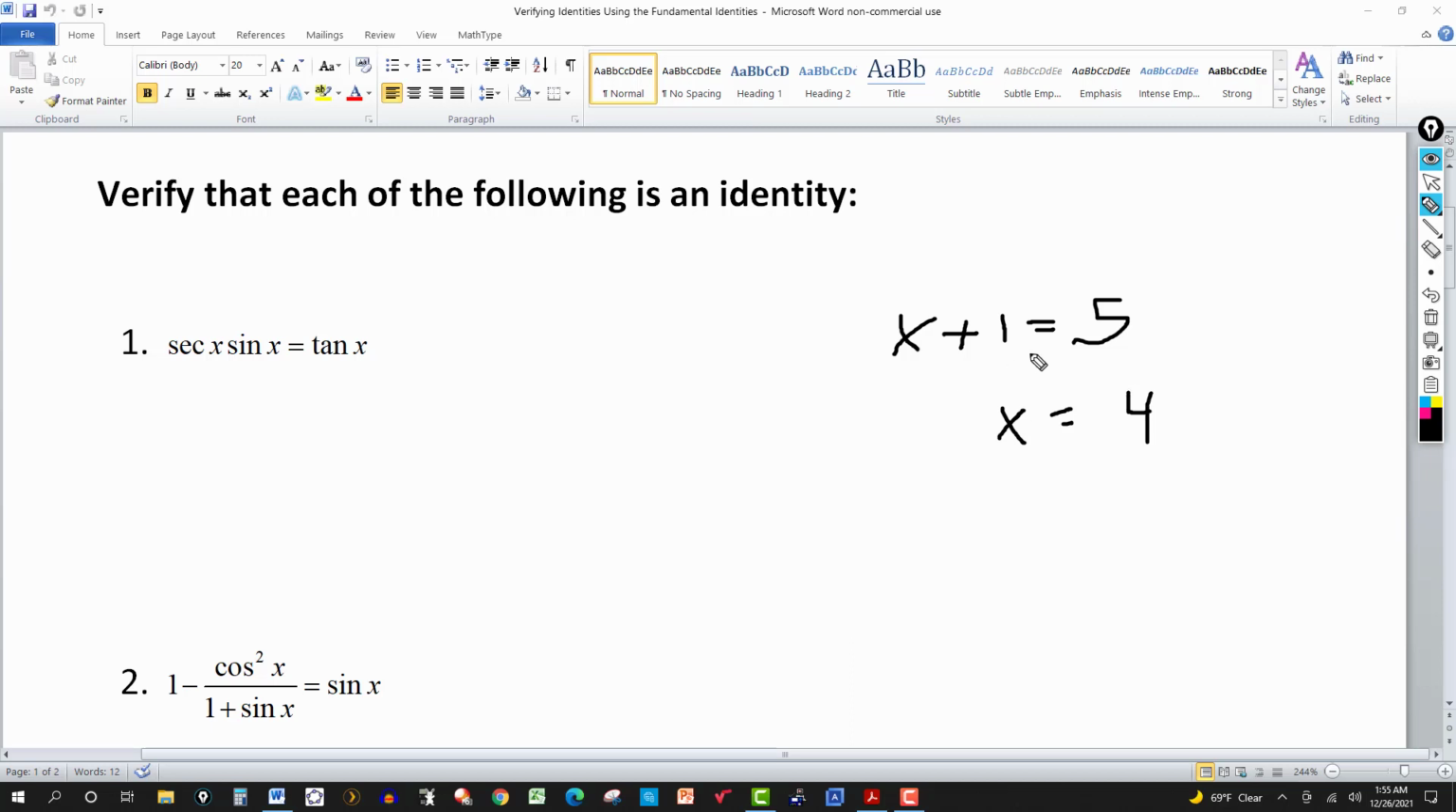x plus 1 equals 5. The solution is x equal to 4, because 4 plus 1 is 5. So that's an equation. Domain all real numbers, but it only has one solution.